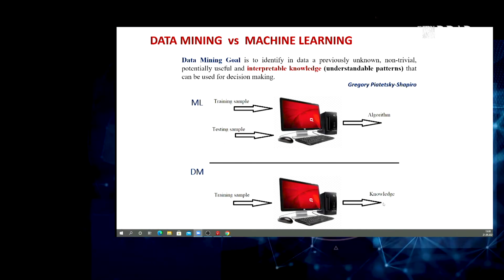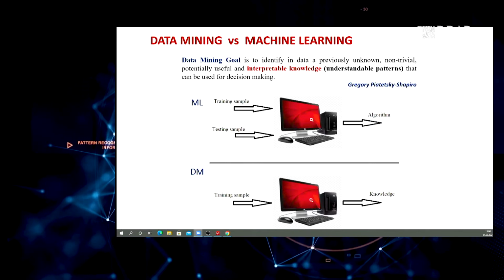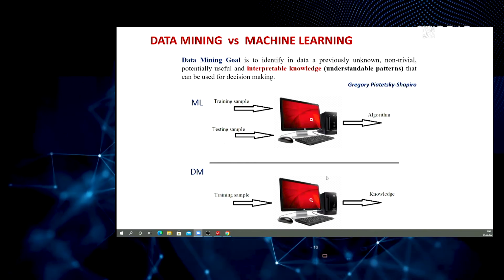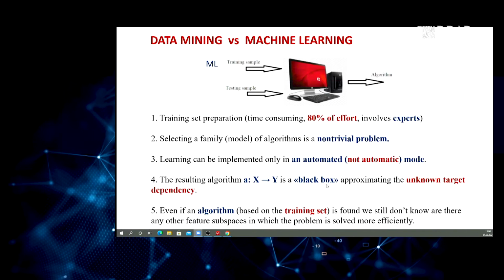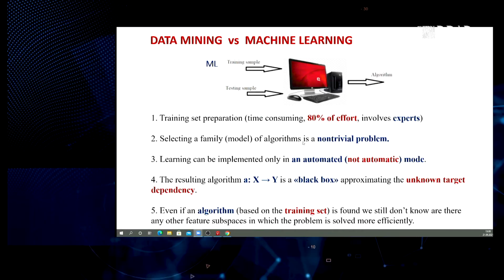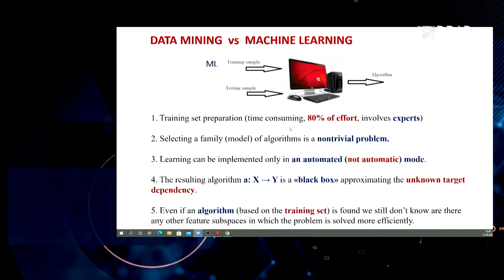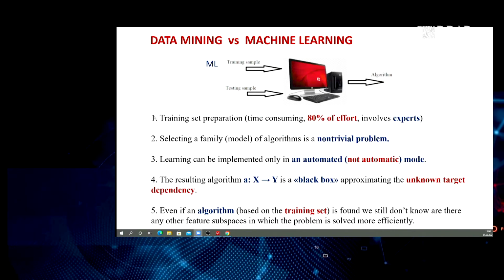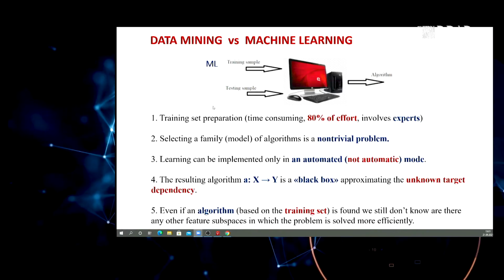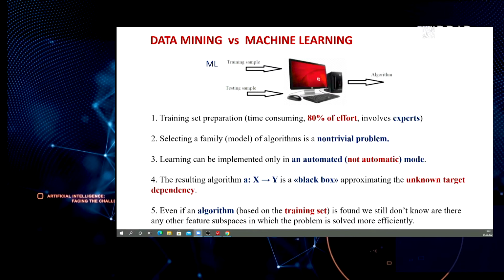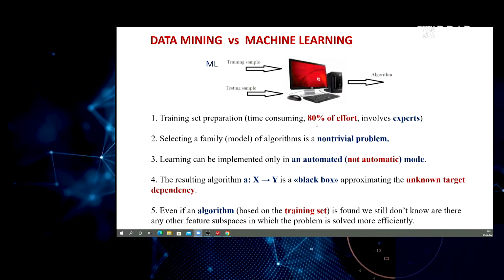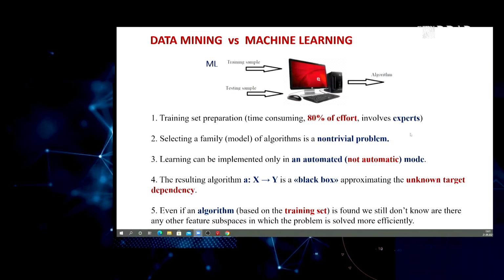And this knowledge will be used to construct the classifying algorithm that allows us to classify objects. So the practical usage of the explained scenario revealed a number of shortcomings, or let's say disadvantages. Firstly, with machine learning, preparing the training set is a time-consuming process. In some cases, it takes 80% of overall effort and usually involves experts.